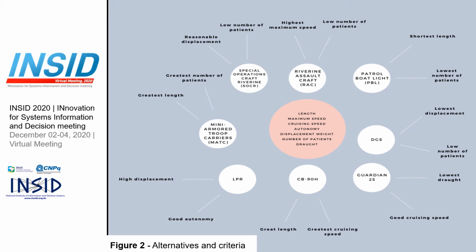Figure 2 also shows the alternatives and criteria and highlights some features of these speedboats. The shorter the length, the better the maneuvering of the speedboats in the riverside regions. The highest possible speed and the maximum performance must be obtained. Autonomy is related to the need for refueling. Then, the greater the autonomy, the better. Displacement is the mass of water displaced by itself when the vessel floats. Draft is the distance between the lowest point of the keel of a vessel in relation to the waterline.